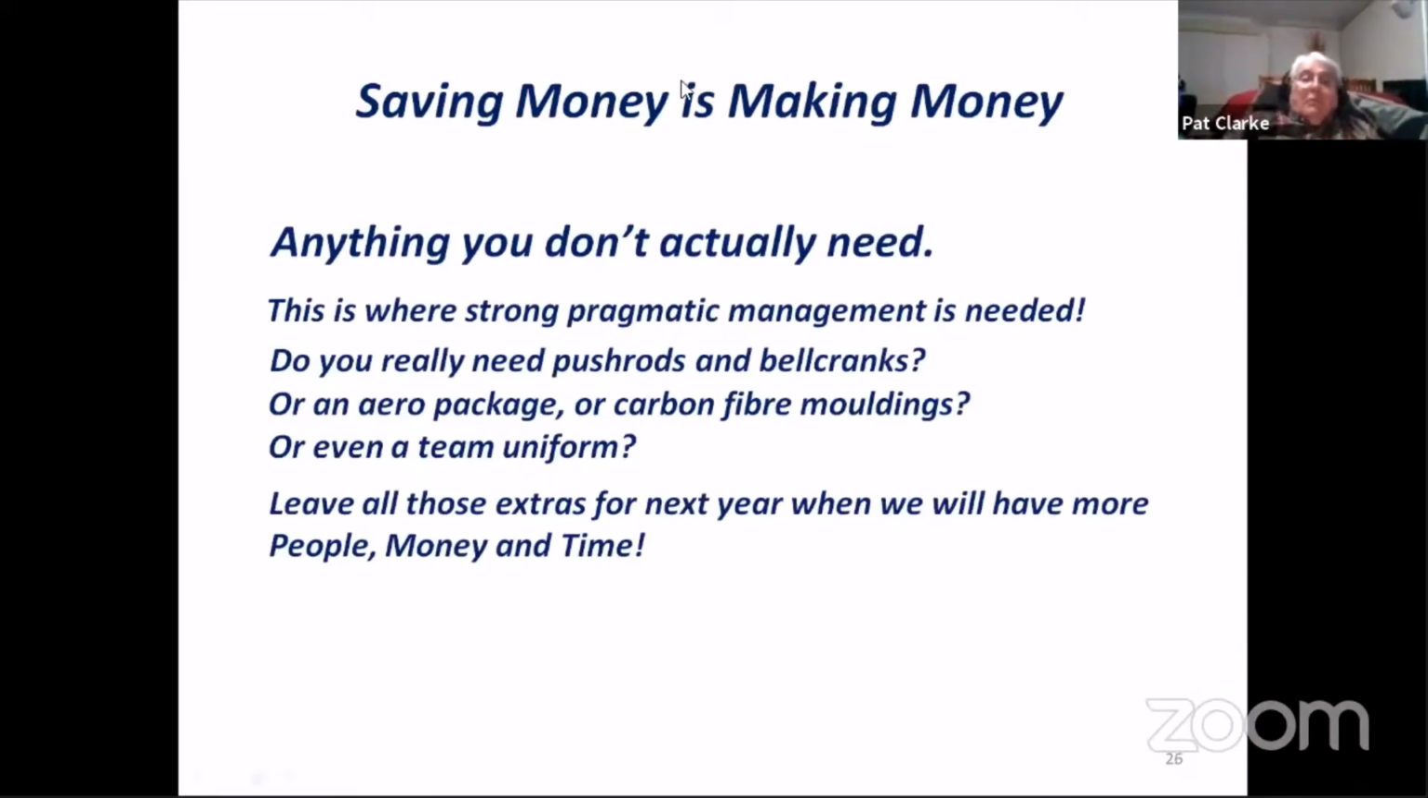Okay, moving along. Anything you don't need. What do you actually need? Do you really need push rods and bell cranks and all that nonsense? No, you don't. Drivers have won World Formula One championships with simple direct acting suspension. Do you really need an aero package? Well, no, you don't, because the majority of aero packages are literally only adding extra weight and extra complication. Do you need a team uniform? No, just dress tidily. So leave all those extras for next year when you have more people and money and time.